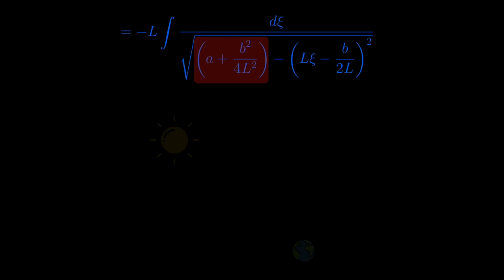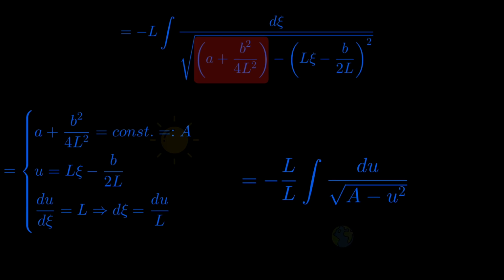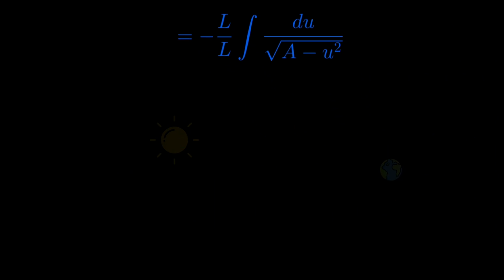And then we also perform the next substitution. The whole term inside the brackets now turns into u, and the derivative of u with respect to xi is just the constant angular momentum L. And therefore the infinitesimal element is du over L, and our integral simplifies a lot, as you can see. First of all, the L over L just equals 1.